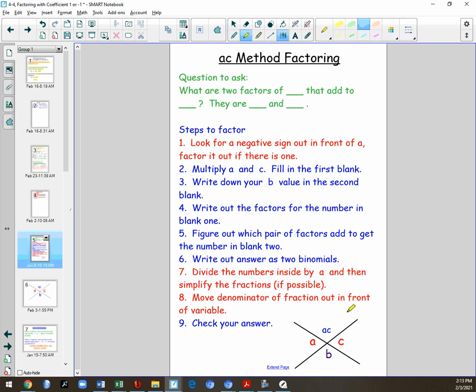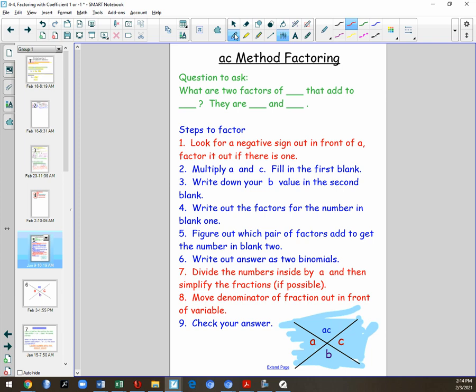And I'm going to highlight this down here because this is what we're wanting to talk about. You probably learned this back in Algebra 1 by a previous teacher where they did the x, okay? The x is super important. The question to ask is, what are two factors of blank that add to blank? They are blank and blank.